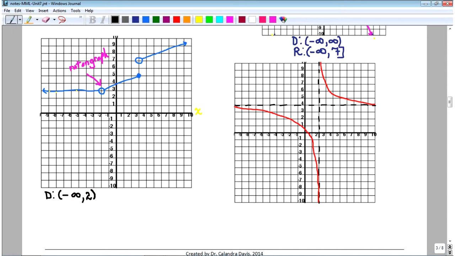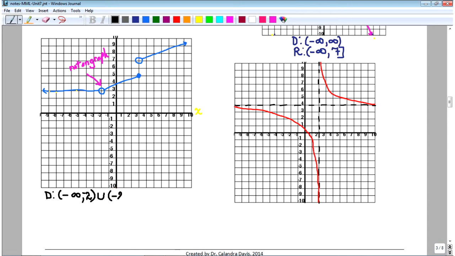Since 2 is not included, we draw a parenthesis, -2. As soon as we go to the right of -2, we have points again. So that means we're going to need to start another interval. So we're going to draw a union sign in between all of our disjoint intervals.